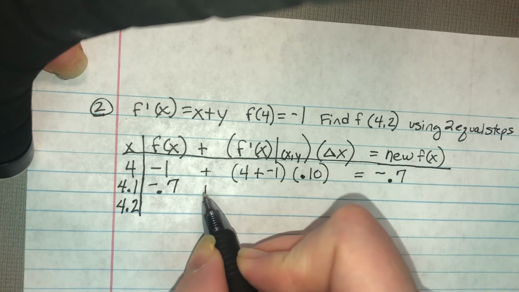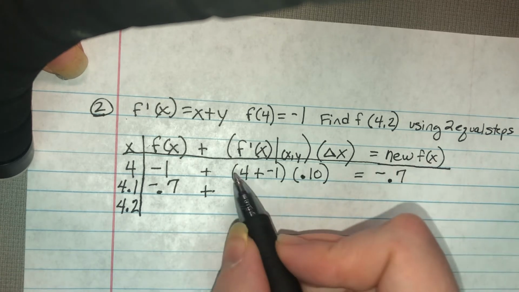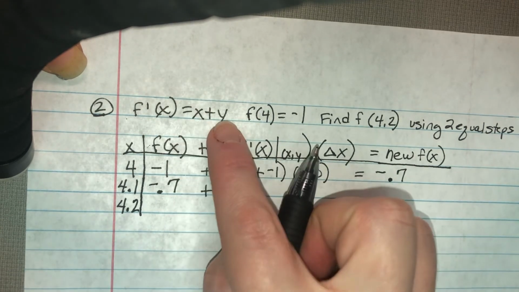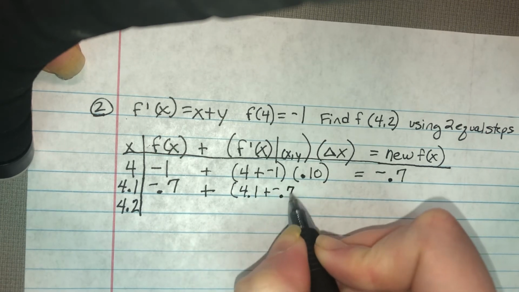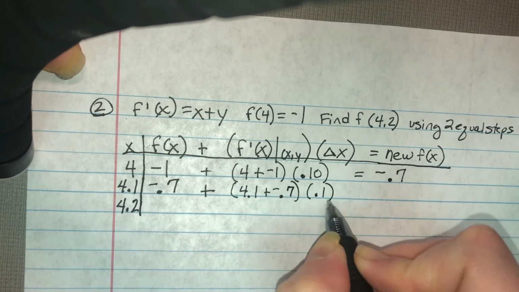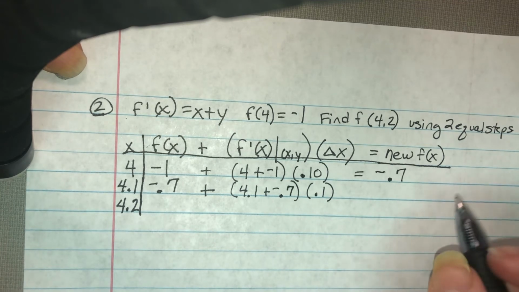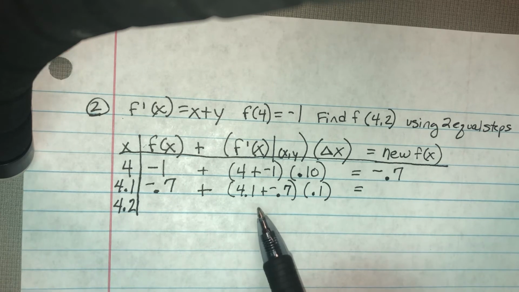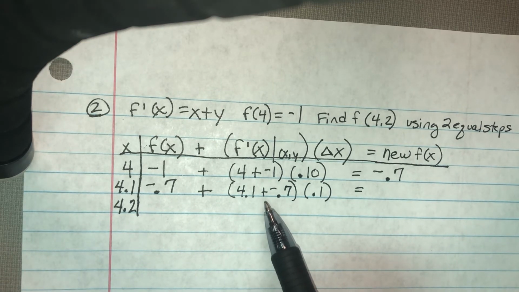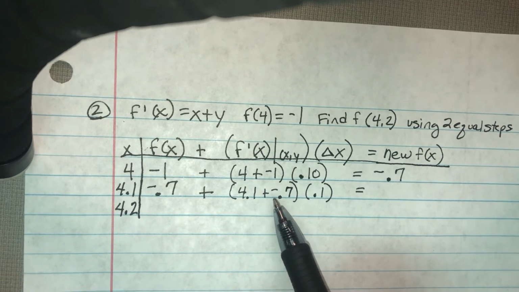So we're going to add to this the sum of the x and the y. So 4.1 plus -0.7, and that's going to get multiplied by our step size. 0.1 or 0.10 means the same thing. So 4.1 minus 0.7. Do you have to do this without a calculator? Yes, you do. They always put these on the no calculator portion.